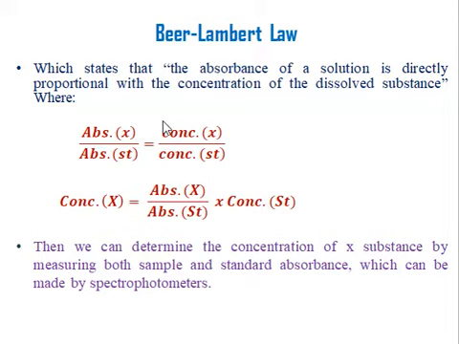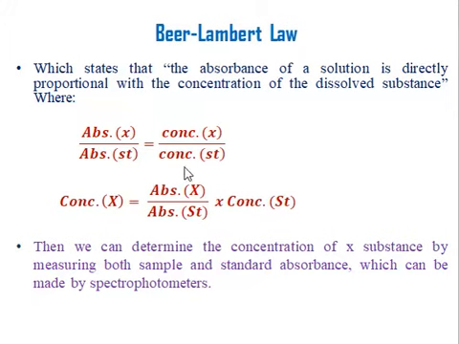If we have a color solution with unknown concentration, and this color solution was inserted in a spectrophotometer, the light with a specific wavelength will strike this solution. Some of the light will be absorbed and the rest will be emitted. The amount of light absorbance is directly proportional with the concentration of that solution. This is what Beer-Lambert Law states.